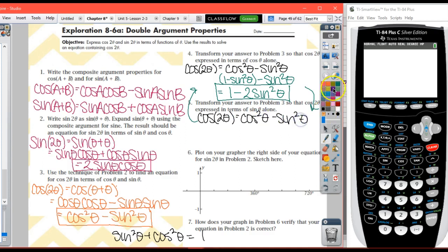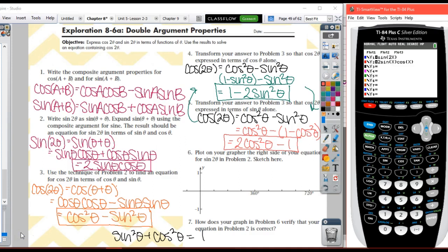And I can manipulate it in the same way, but now, leaving this cosine squared alone, I can replace this sine squared with a 1 minus cosine squared. And again, these are coming from this Pythagorean identity down here. So I'm subtracting a negative cosine squared, which actually makes it a positive cosine squared. And so I end up getting 2 cosine squared minus 1. And that is another identity.